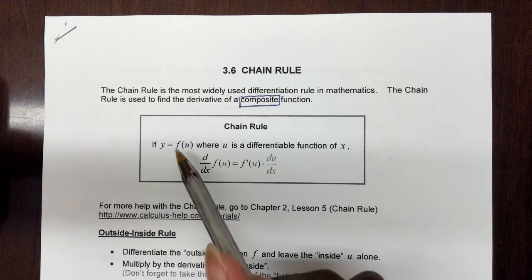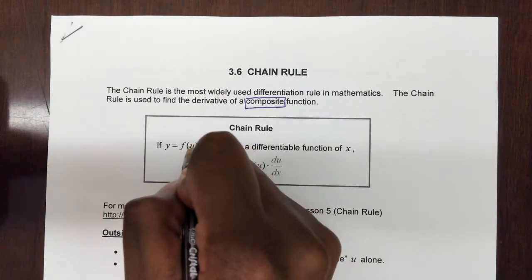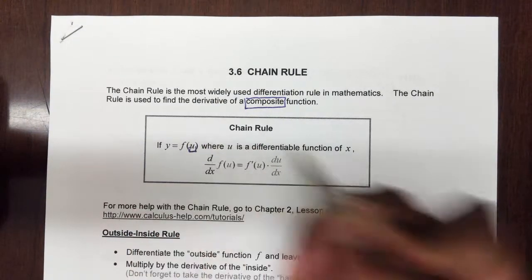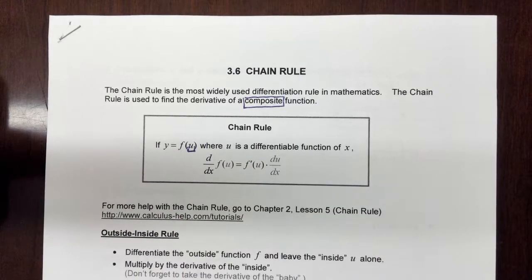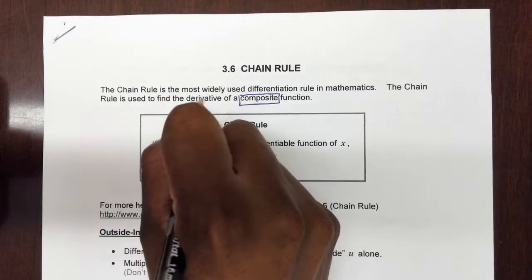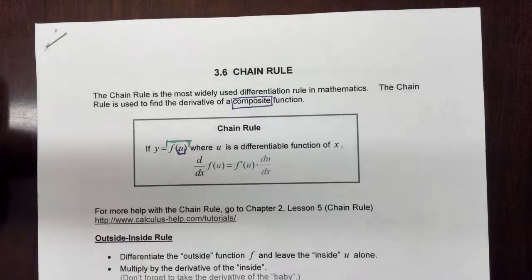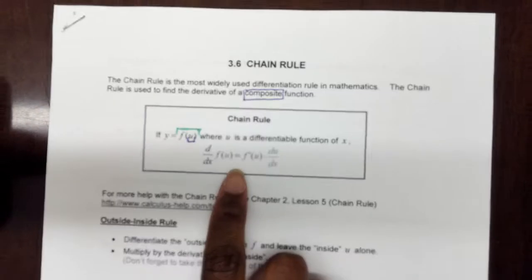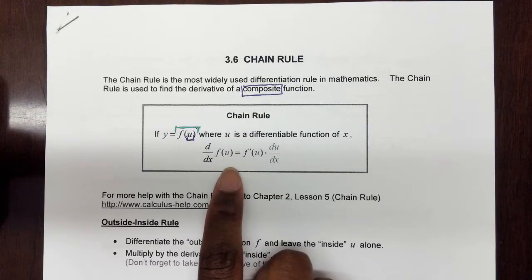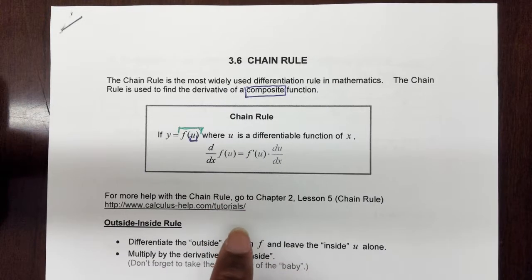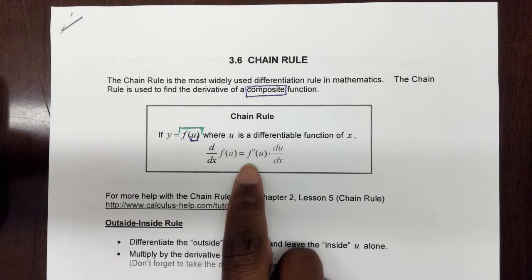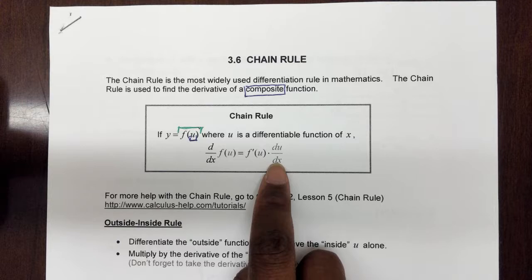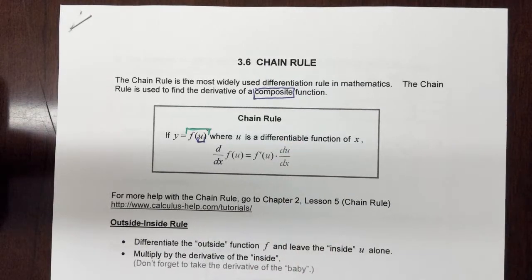So if y equals f of u, okay, so u would be one function, and f would be another function. Then the derivative of f of u, do not laugh at the letter choice here, would be f prime of u times the derivative of u.